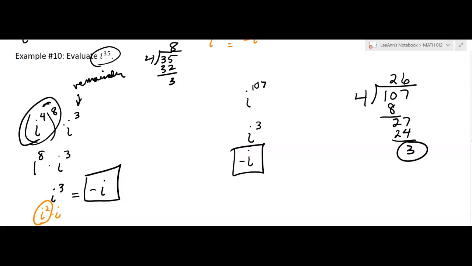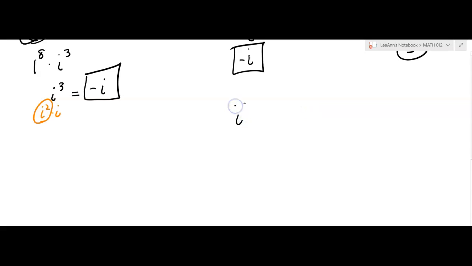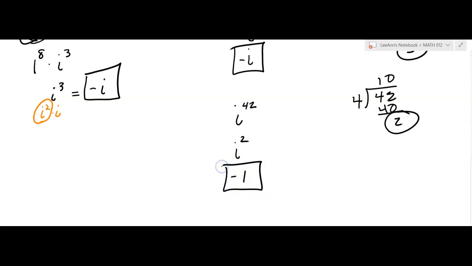Unfortunately, I got the same power. Let me try one more. Sorry, this video is a little long here. Let me see if I can come up with a different one. i to the 42nd power. How many times does 4 go into 42? 10, right? With 2 left over. The remainder is what we want. That remainder is going to be either 0, 1, 2, or 3. Well, we know what i squared is. i squared is negative 1. That's the one we're supposed to remember.